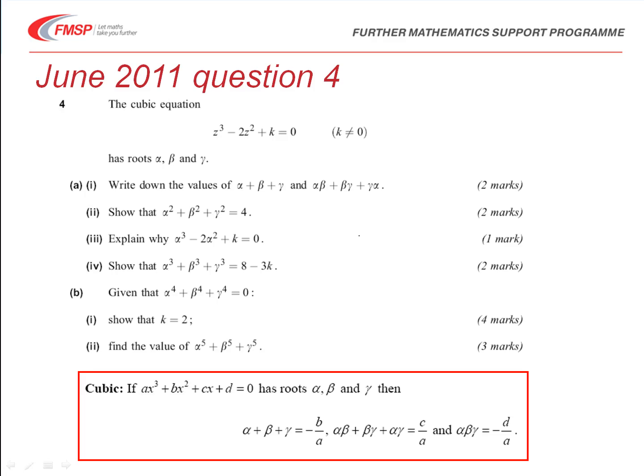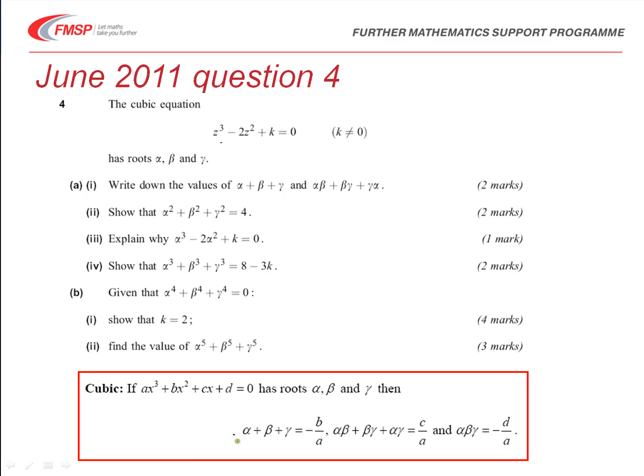You can see with this question rather a large number of parts, but key things to be looking at here are the fact that we're dealing with a cubic equation, z cubed minus 2z squared plus k equals 0. Notice that the coefficient of z is 0, which will be important when we're considering the roots.